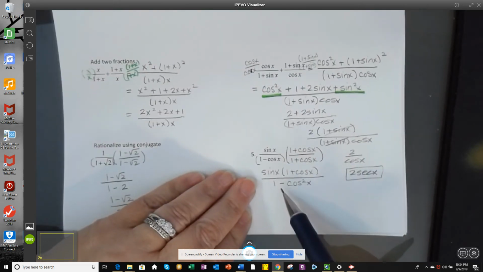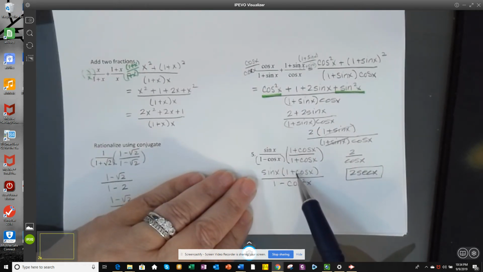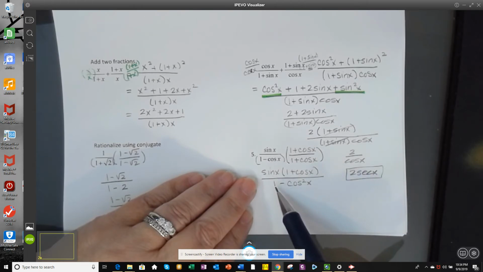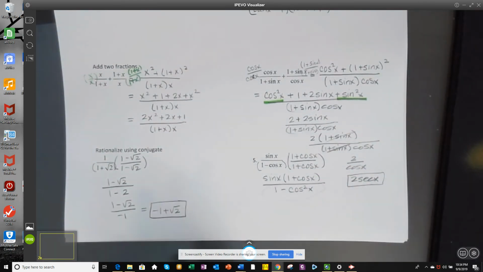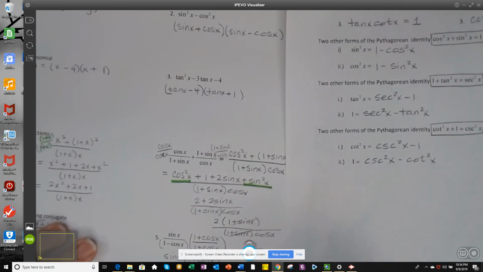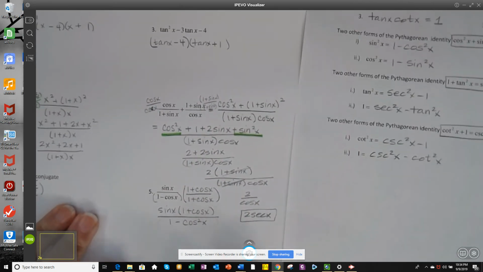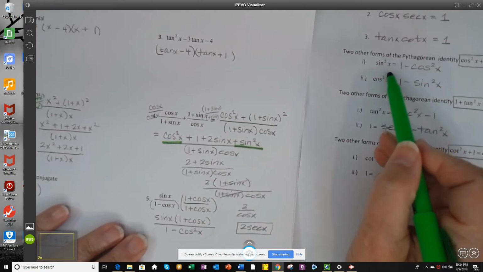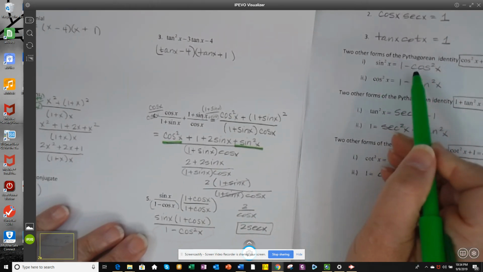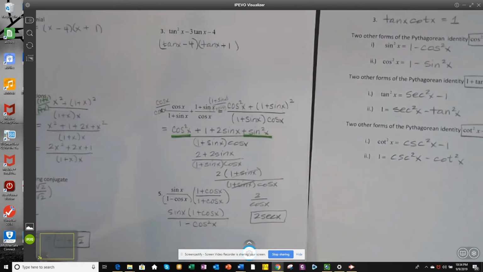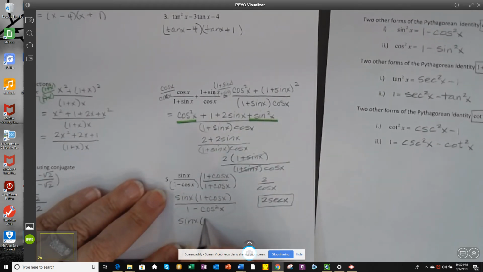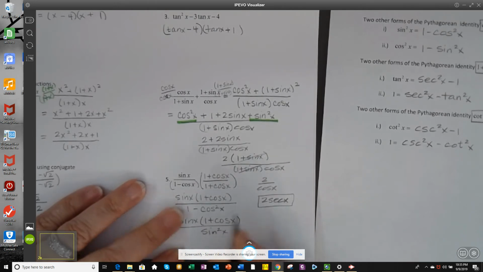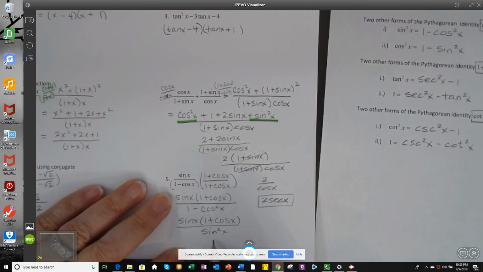Now, this last one right here, I have sine x times 1 plus cosine x. And I have in the denominator 1 minus cosine squared x. Well, where have I seen this before? Well, if I took the big one and I solved it for sine squared, I see that sine squared x equals 1 minus cosine squared x. So I can replace the denominator with, I can say sine x times 1 plus cosine x over sine squared x, because I can replace the denominator, this 1 minus cosine squared x is equal to sine squared x. And then this is now a factor.